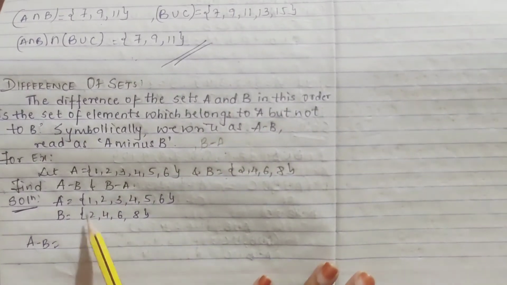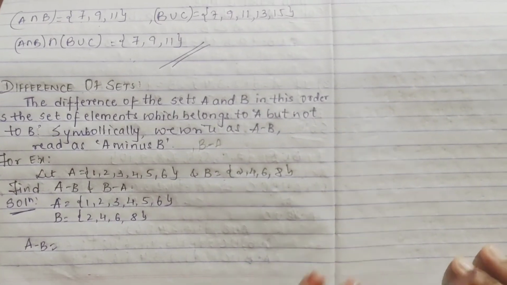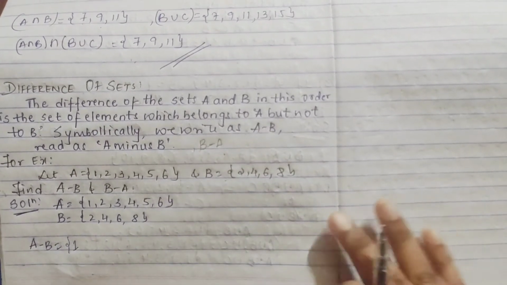For example, now see 1. Whether 1 is there in B? No, right? 1 is not there in B. So that comes under your A minus B. So this will be your 1. Okay, 1 comes.